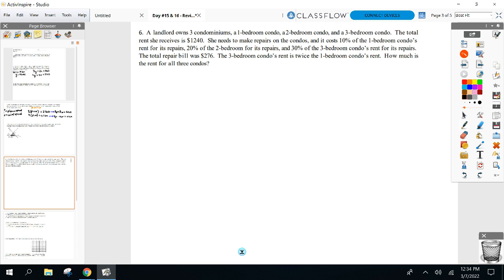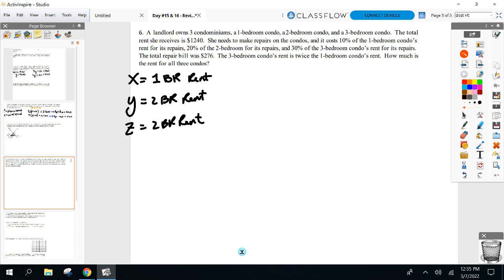So the rent for all the types of bedrooms, that's what I'm looking for. How much does it cost to rent all the bedrooms? So X will be, for me, my one bedroom rent. Y and Z, 2 and 3. All good.